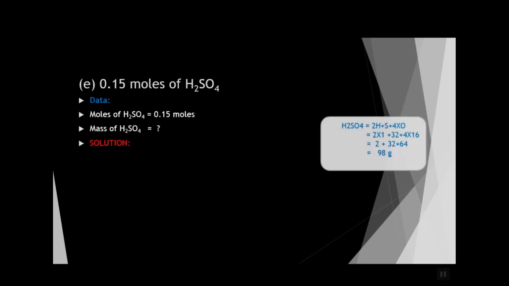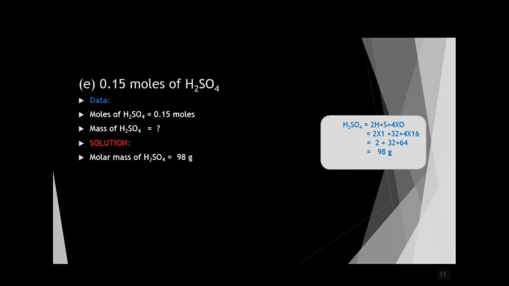Now students, part E, 0.15 moles of sulfuric acid, H2SO4. Our data is: moles of sulfuric acid is equal to 0.15 moles, and mass of sulfuric acid we don't know. So solution: you know that it is a mole-mass relation, so we have to find the molar mass of sulfuric acid. You can see the molar mass of sulfuric acid is 98 gram.